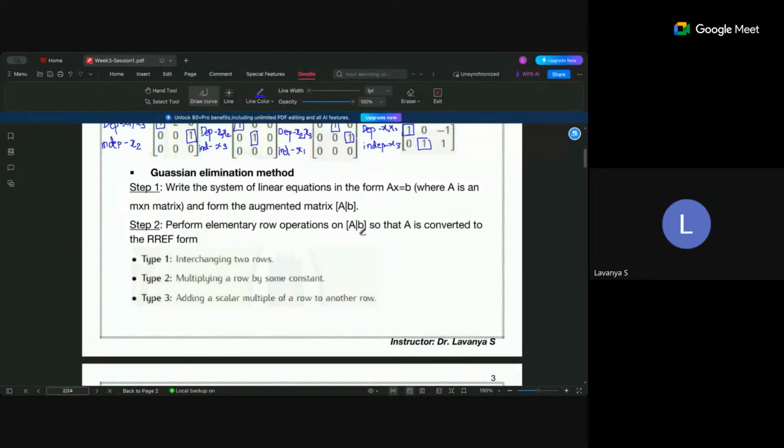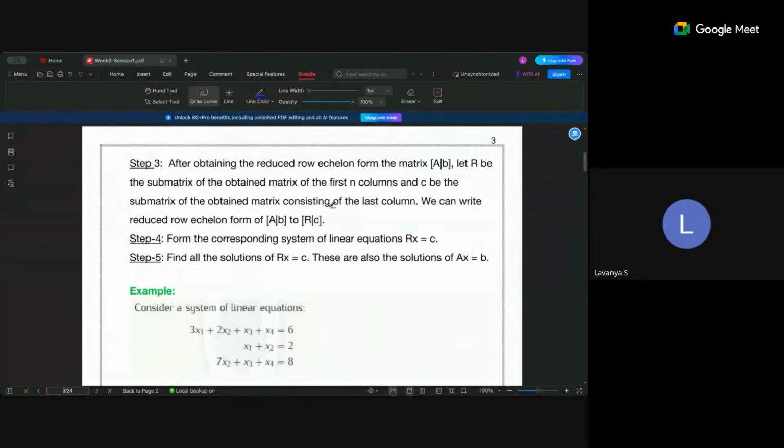Then you perform elementary row operations on [A|B]. These are the elementary row operations, which are probably from week 1. You perform them and convert this matrix to RREF form. The new matrix you obtain, we call [R|C]. Now you consider the system Rx = C instead of Ax = B. This Rx = C is a much simpler system of equations, so it is very easy to solve.